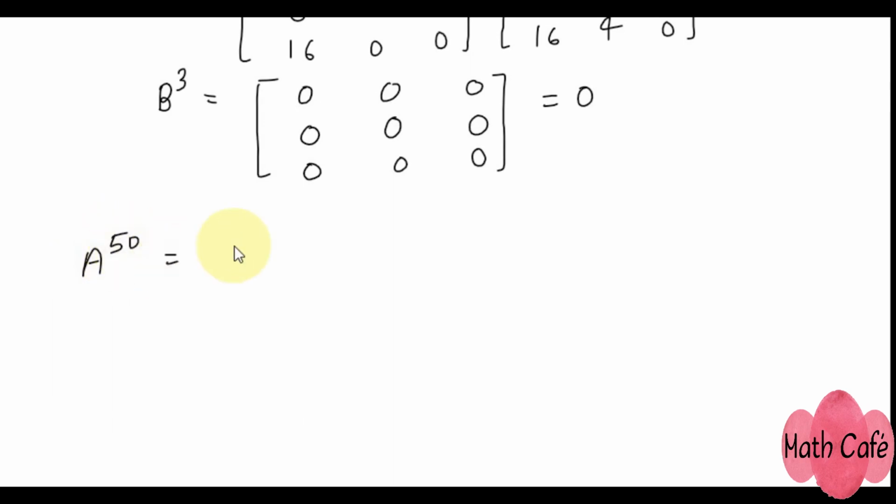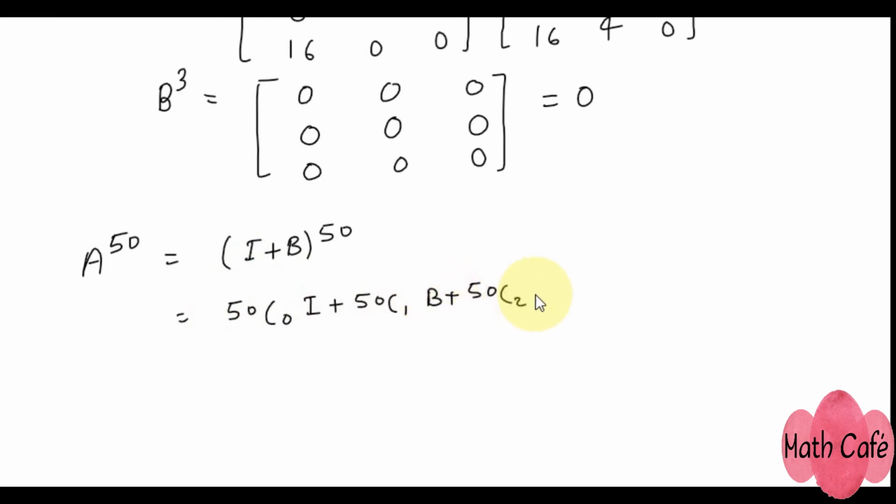So A is in the form of (I plus B) raised to 50. So I can express this term as 50C0 I plus 50C1 B plus 50C2 B square plus 50C3 B cube, and so on. The last term will be 50C50 B raised to 50.